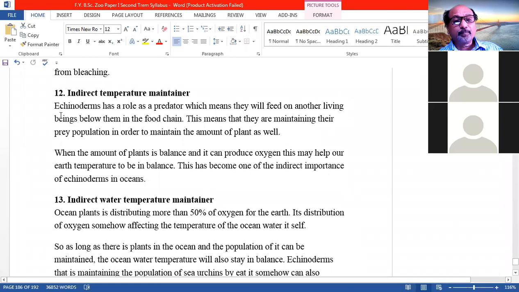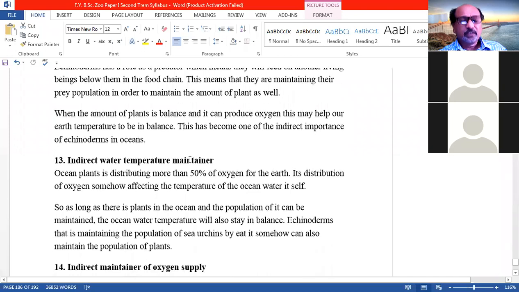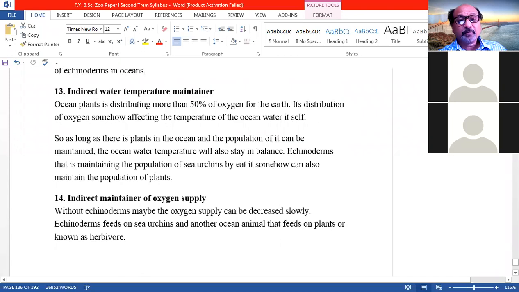And the indirect temperature maintainer: they help to maintain the temperature. Echinoderms have a role as predators, which means they feed on other living beings below them in the food chain. This means that they maintain their prey population in order to maintain the amount of plants as well. When the amount of plants is balanced, they can produce oxygen, which may help our earth's temperature to be balanced. So the more oxygen the plants can produce, this becomes one of the indirect temperature roles of echinoderms in the ocean. Importance of the echinoderms: indirect water temperature maintainer.